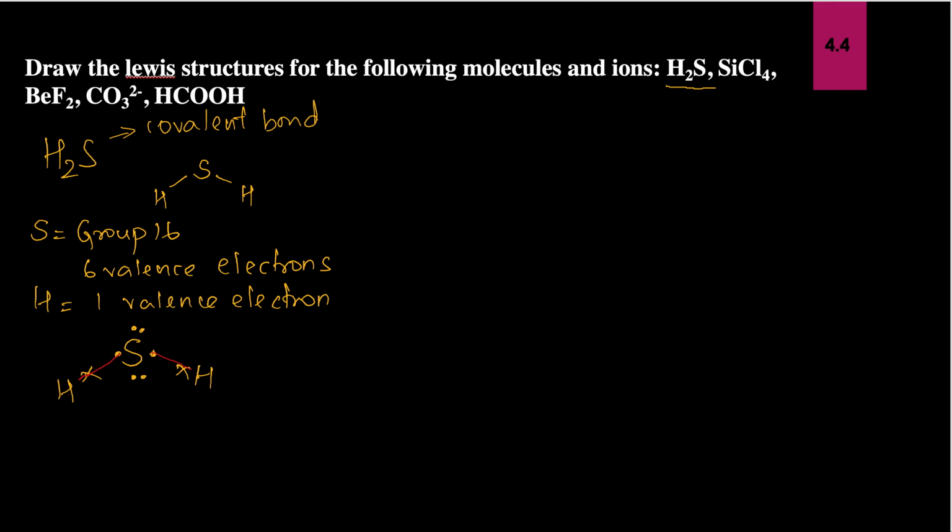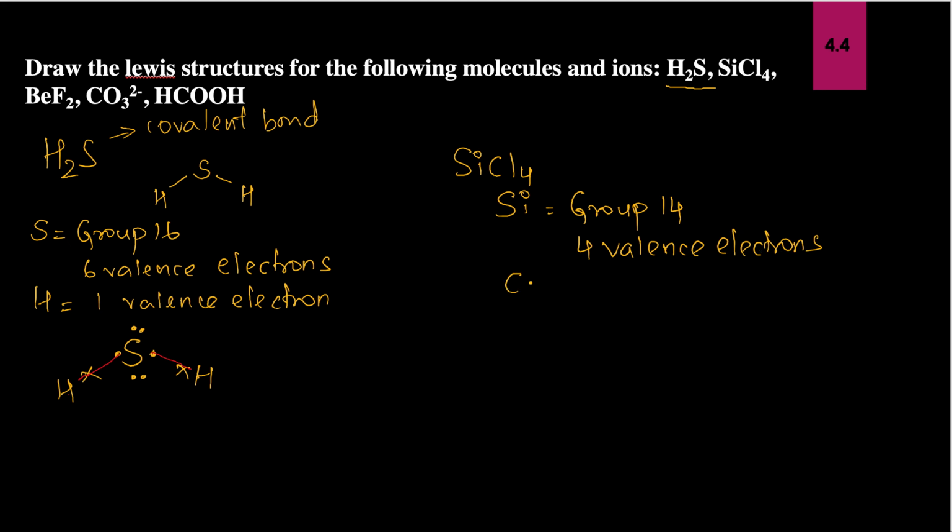Okay, now moving on to your next compound, which is SiCl4. Now SiCl4, silicon. All right, silicon belongs to group 14. It belongs to the same group as carbon is present. So group 14 means 4 valence electrons, right? And Cl, chlorine, belongs to group 17. 17 meaning 7 valence electrons.